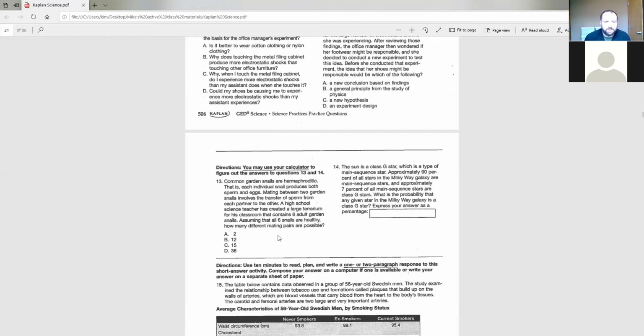13 says common garden snails are hermaphroditic. That is, each individual snail produces both sperm and eggs. Mating between two garden snails involves the transfer of sperm from each partner to the other. A high school science teacher has created a large terrarium for his classroom that contains 6 adult garden snails. Assuming that all snails are healthy, how many different mating pairs are possible? So we didn't actually talk about this.